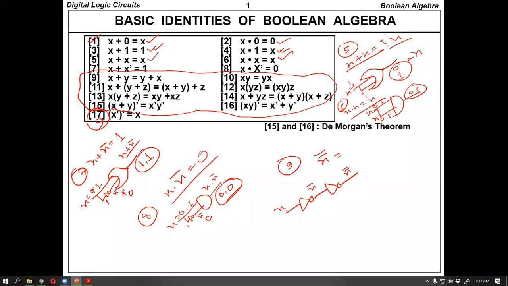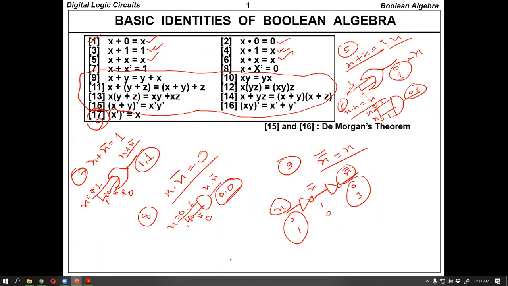Okay, so now you check this x is equal to x bar and this x bar is equal to this double x. Okay, so now suppose this is zero, so this zero is equal to this one, then through the other NOT gate, one becomes zero, this zero means this one, so this and this are same. So this x double bar means x. Clear? X double bar means x. So this the 9 formula, basic formula.